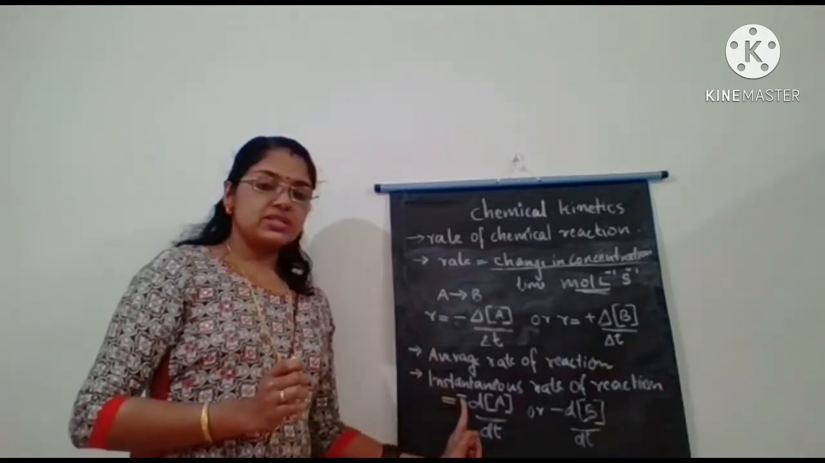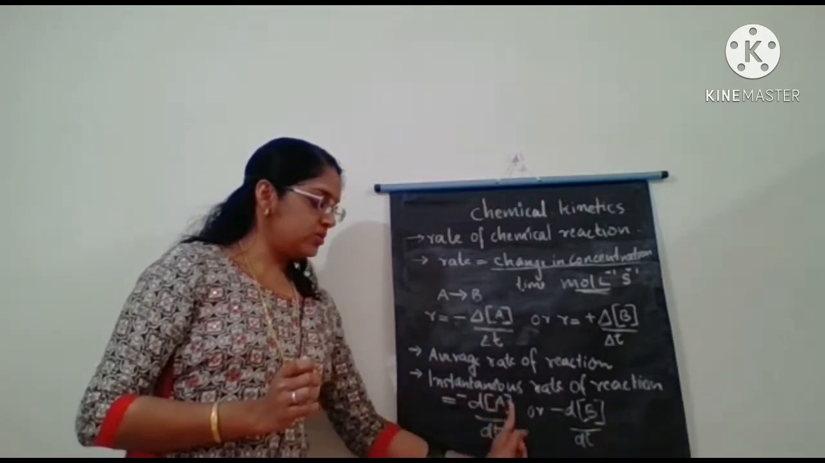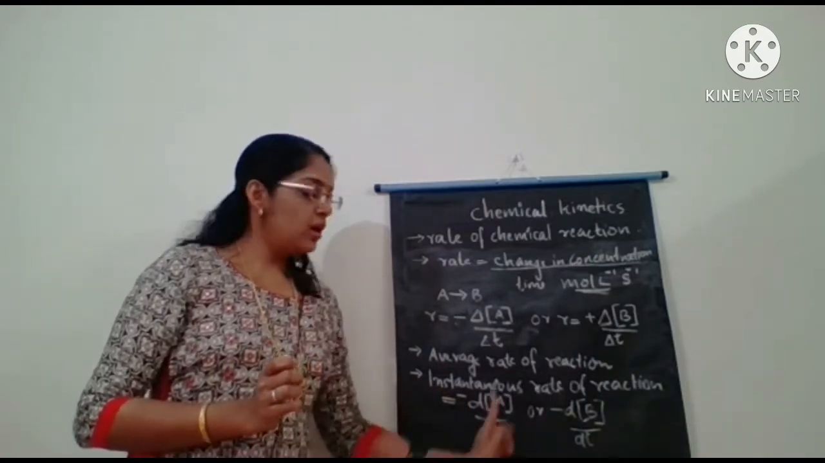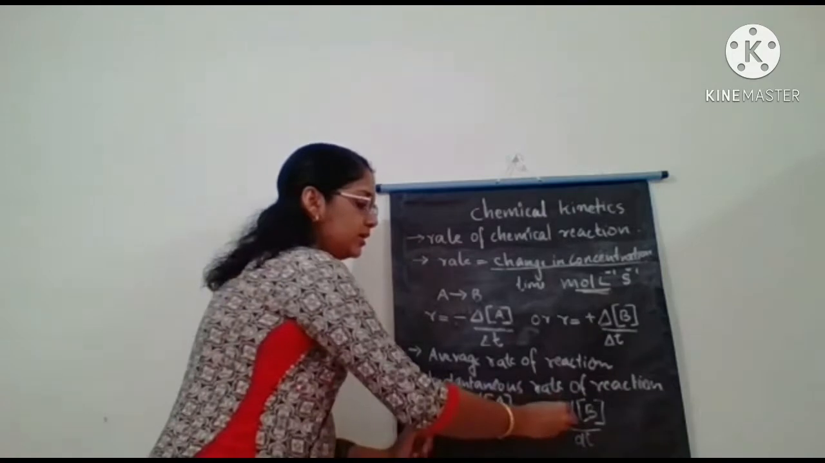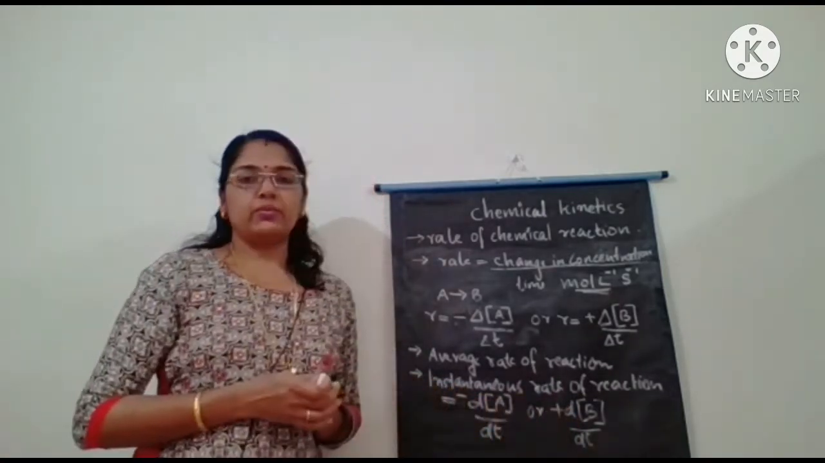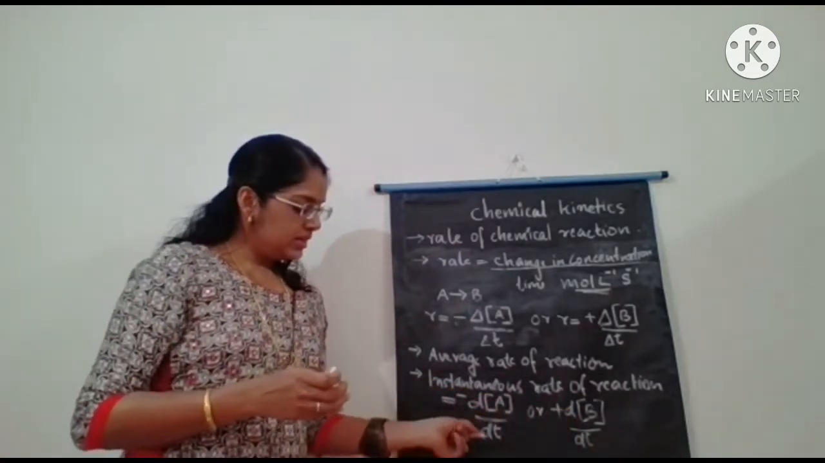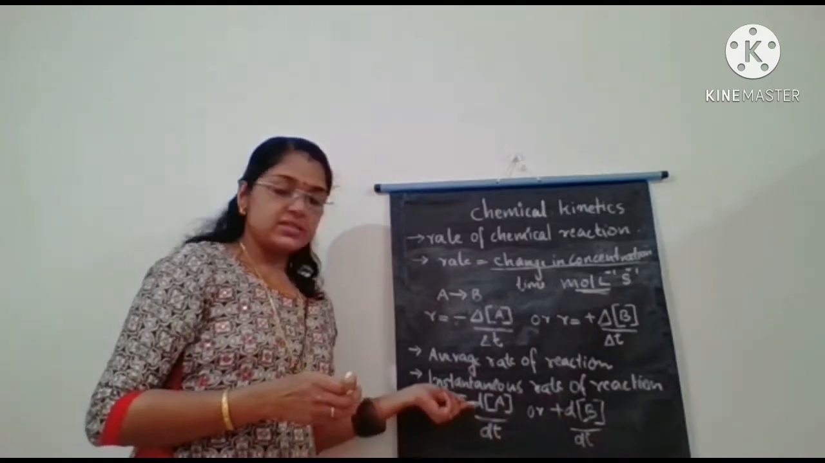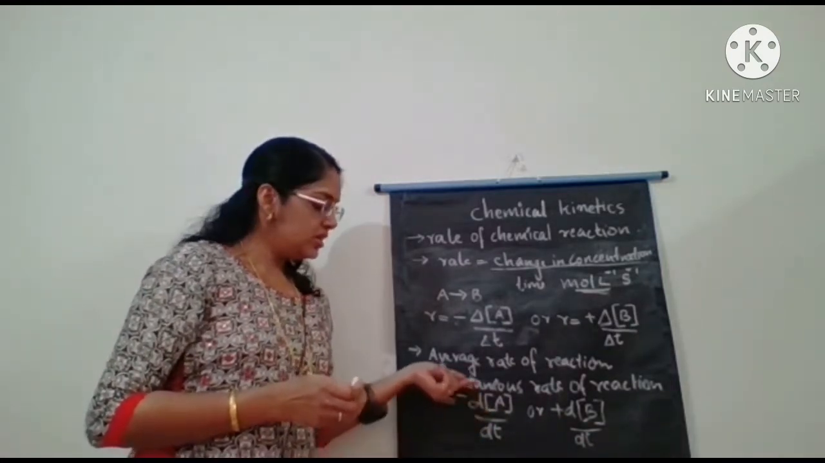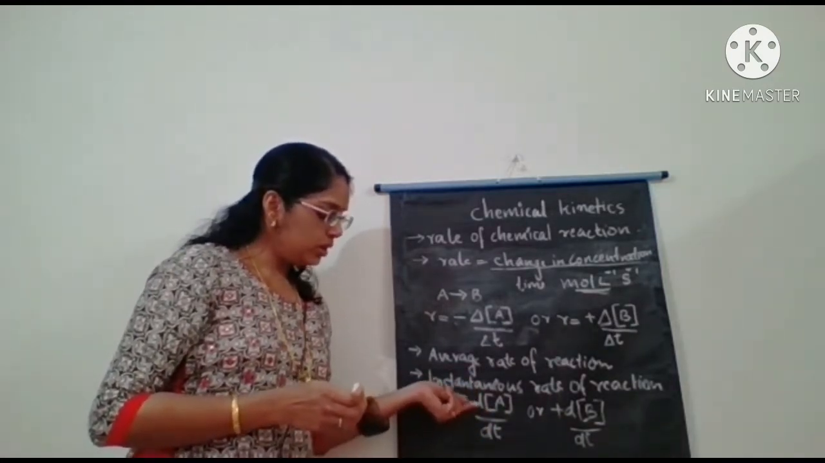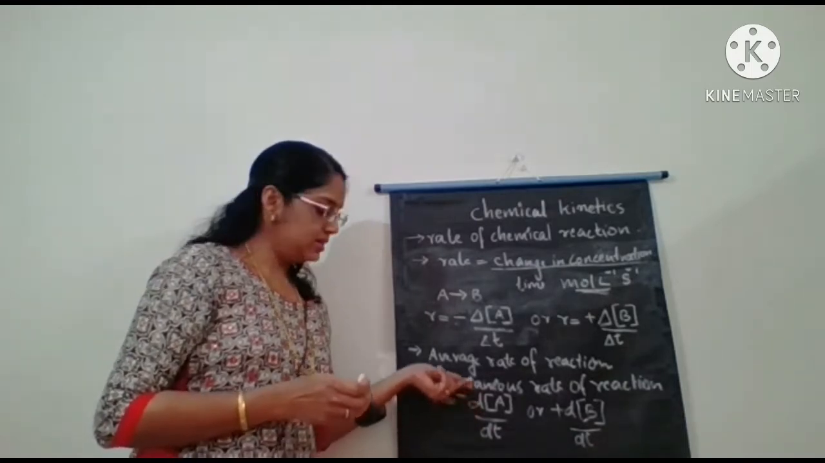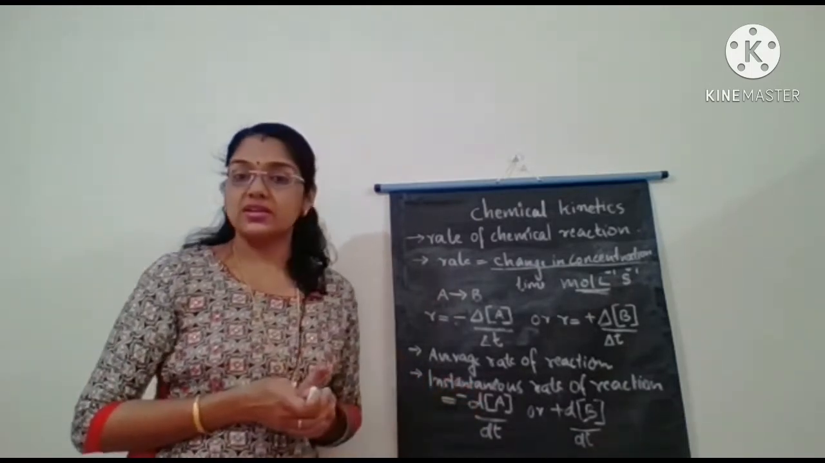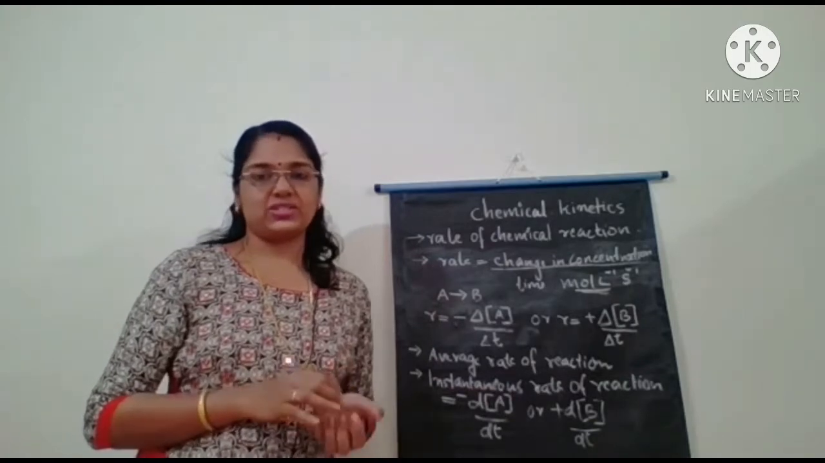So it is expressed as minus d concentration of A divided by dt, or plus d concentration of B divided by dt. That means in each moment of time there is a change in concentration. That is why a small time interval represents the d. That is termed the instantaneous rate of chemical reactions.